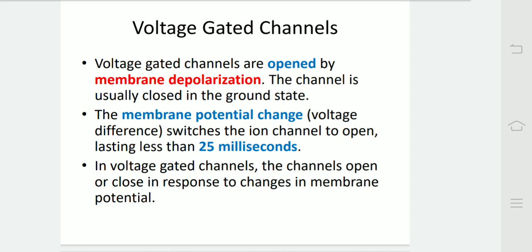Voltage gated channels. These are opened by membrane depolarization. The channel is usually closed in the ground state. The membrane potential change, that is voltage difference, switches the ion channel to open, lasting less than 25 milliseconds. In voltage gated channels, the channels open or close in response to changes in membrane potential.